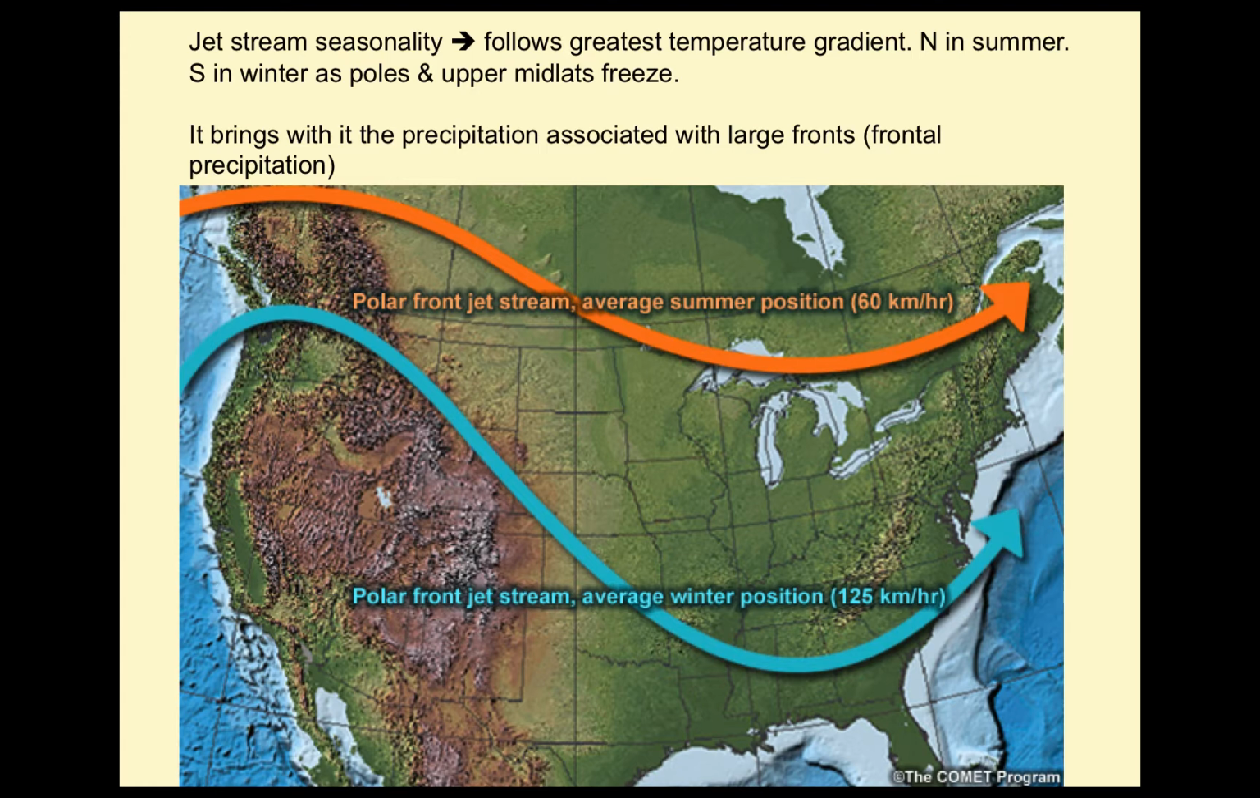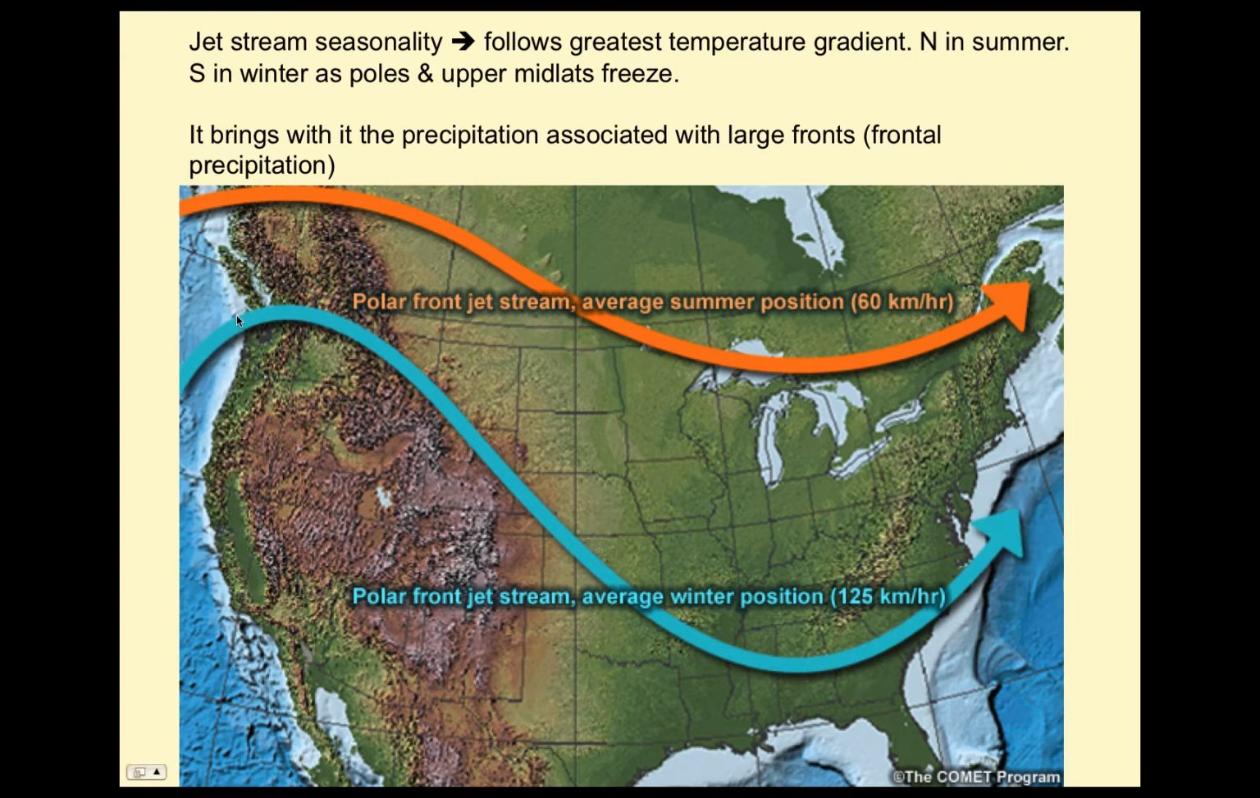It follows that temperature gradient north in summer. As the Arctic starts to warm up, the most extreme part of the cold is right at the North Pole, and so the temperature gradient's at a maximum farther north during summer. During winter, the maximum temperature gradient moves to the south, and with it the pressure gradient aloft and therefore the position of the jet stream.